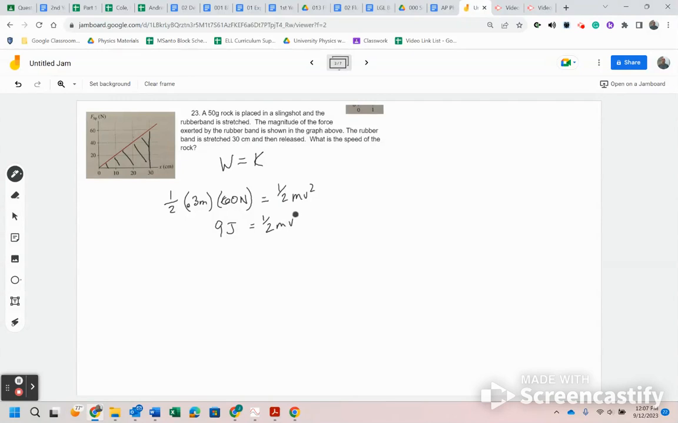1/2 mv squared. The second way of doing this is looking at this with including the spring in your system and going from spring potential energy to kinetic. So spring potential energy would be 1/2 kx squared, where k is a spring constant. And given that graph, if you found the slope here, that would give us the spring constant, which would be 60 newtons over 0.3 meters, or 200 newtons per meter.